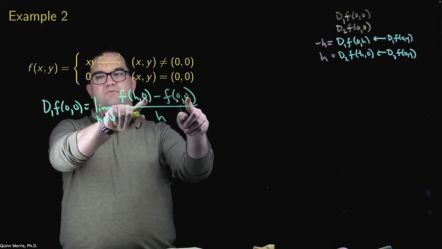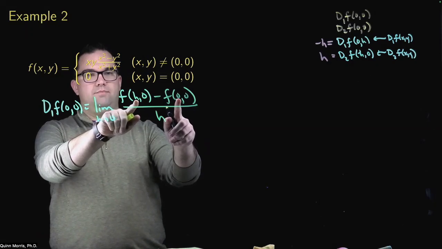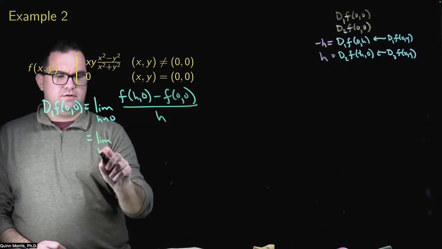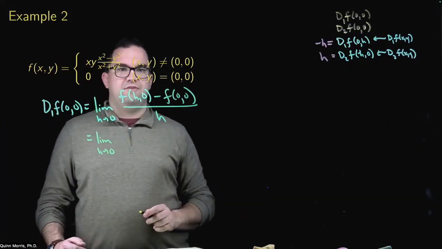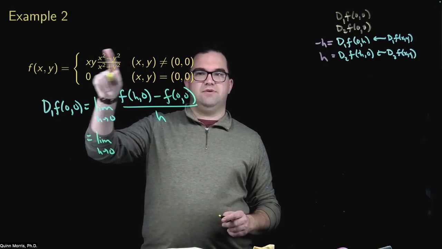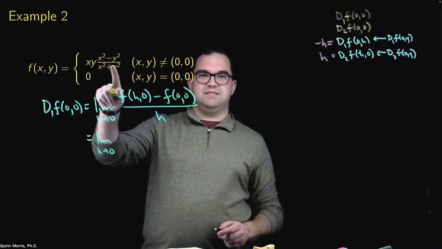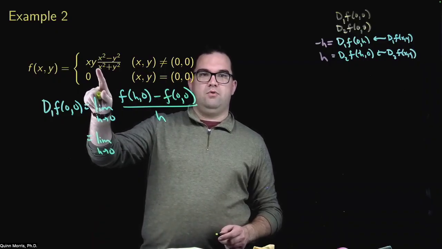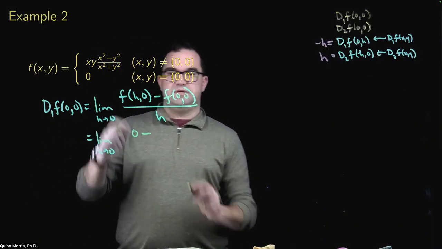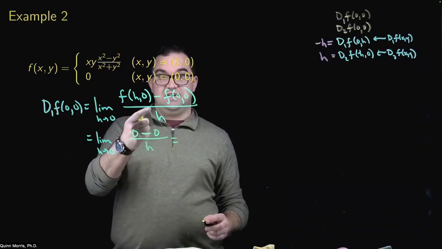So again, notice what we're really doing is we're fixing y at 0, and we're incrementing the h, or the x variable. All right. So what is this? This is just the limit as h goes to 0 of f of h, 0. Well, if y is 0, this whole expression is 0. For h, 0, I'm assuming h is not 0, so they're not both simultaneously 0. I use this expression, but y is 0, which makes this whole expression 0. So this is 0 minus f of 0, 0, which is 0, all over h. This is just the limit as h goes to 0 of 0 over h.